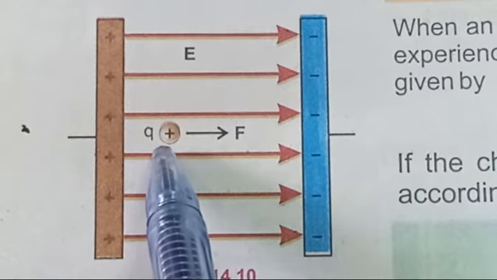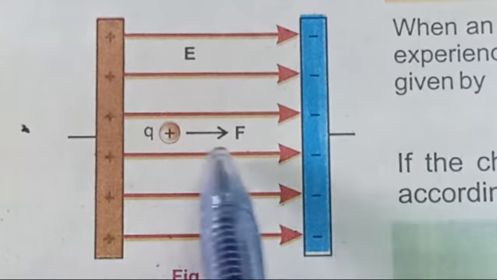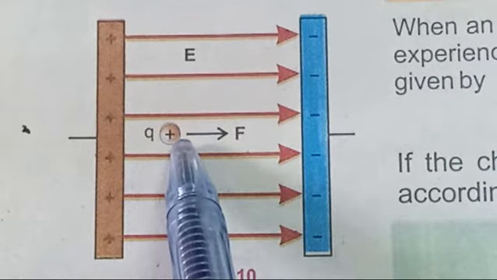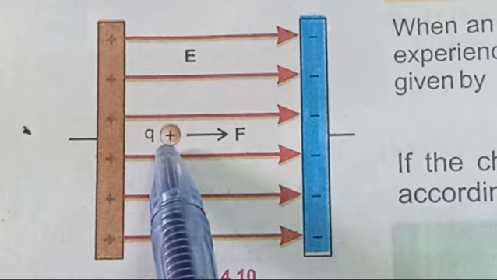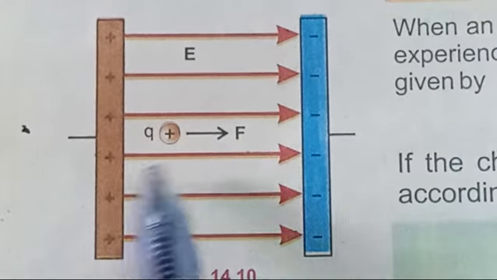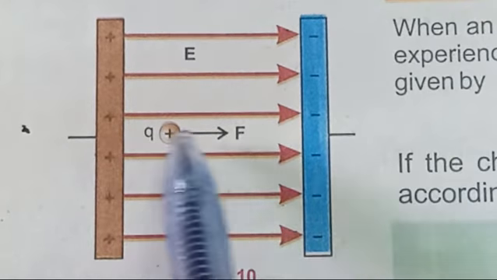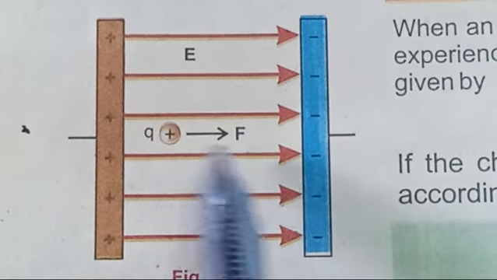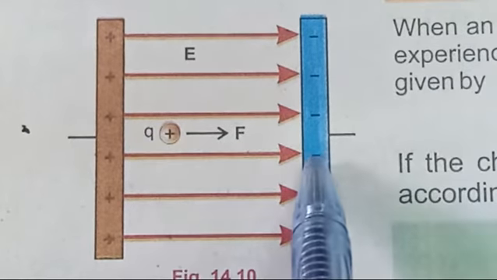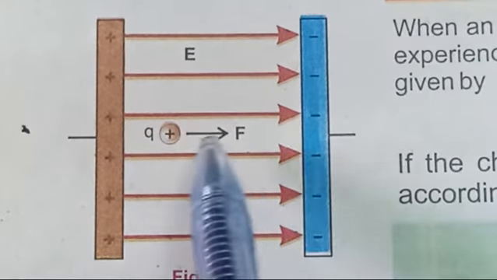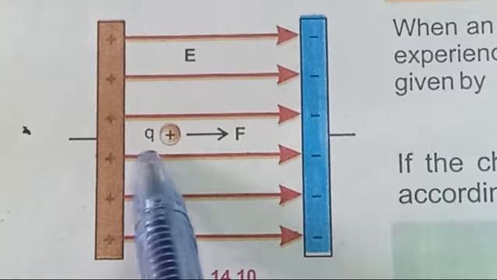When an electric charge is placed in an electric field of value E, it experiences a force parallel to the electric field. Since it is positively charged, it will be pushed by the positive plate and pulled towards the negative plate. Like charges repel each other, while this charge and the negative plate have opposite charges, so it will move from higher potential towards lower potential, from the positive plate toward the negative plate.